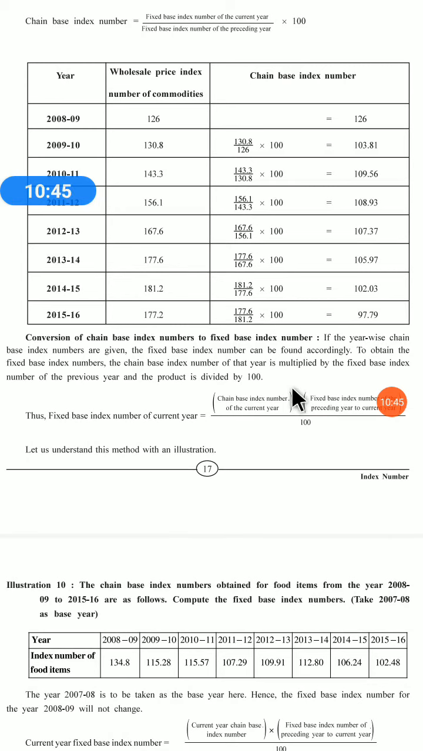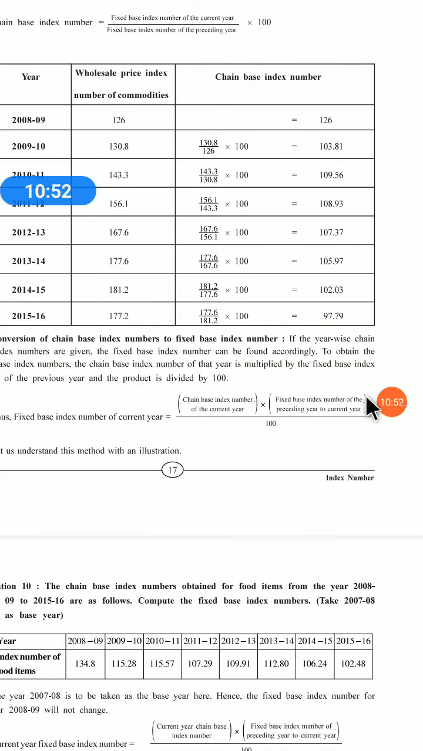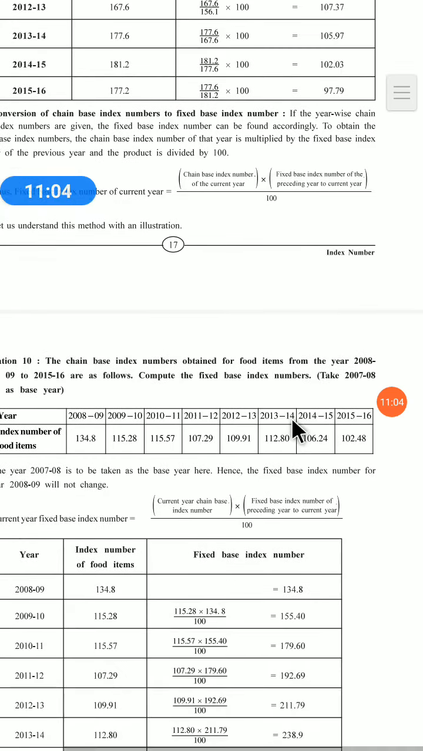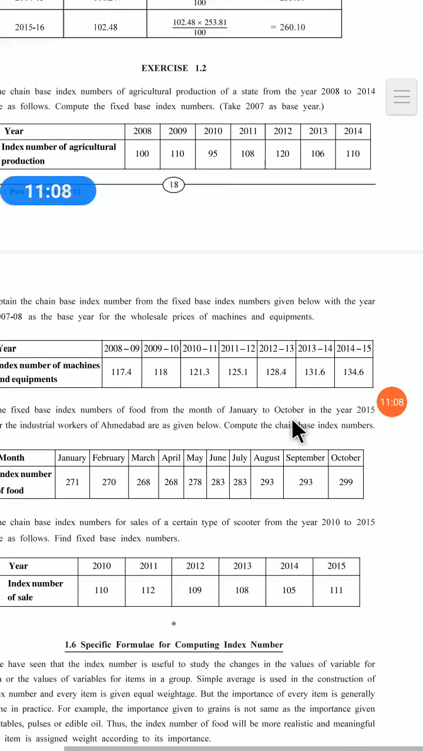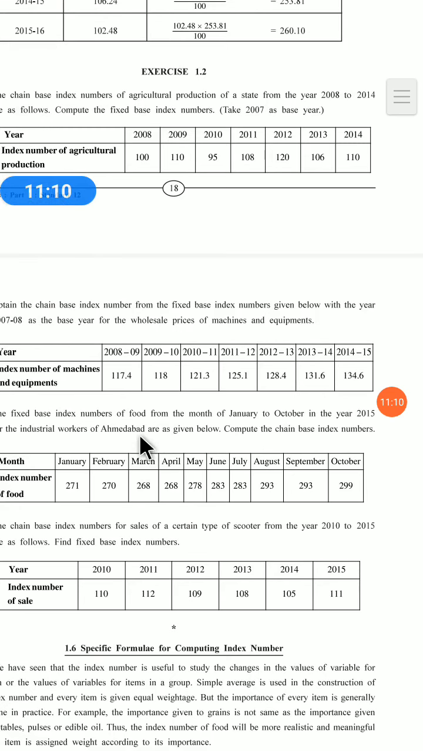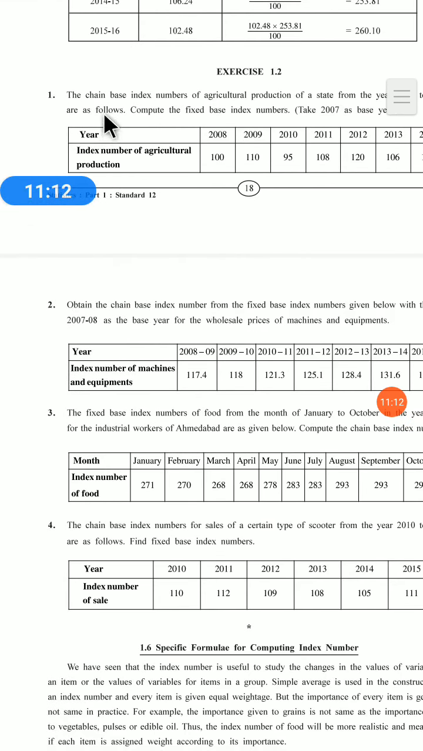So here this value we can easily get from the question. But see here, fixed base index number of the preceding year to current year. It means first we have to find the fixed base index number and then we put the value in formula. Okay. In the exercise, question number 1 and question number 4 are related to conversion into fixed base index number. So let's first read question number 1.